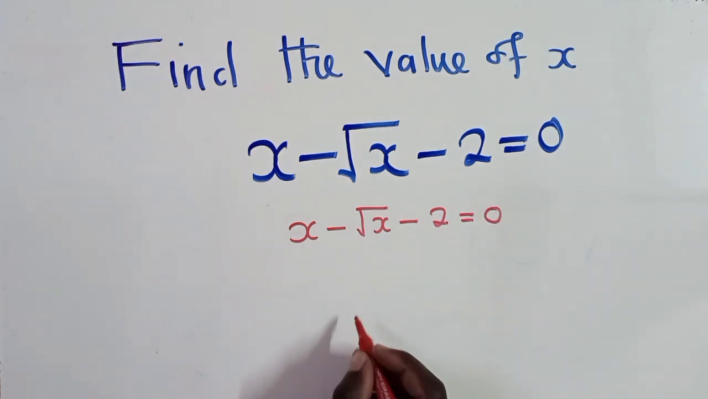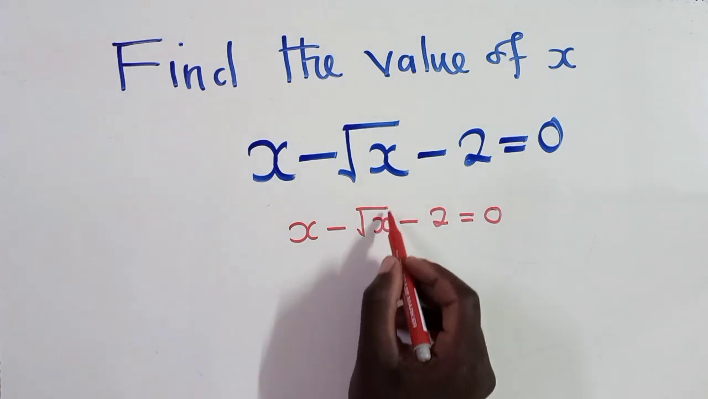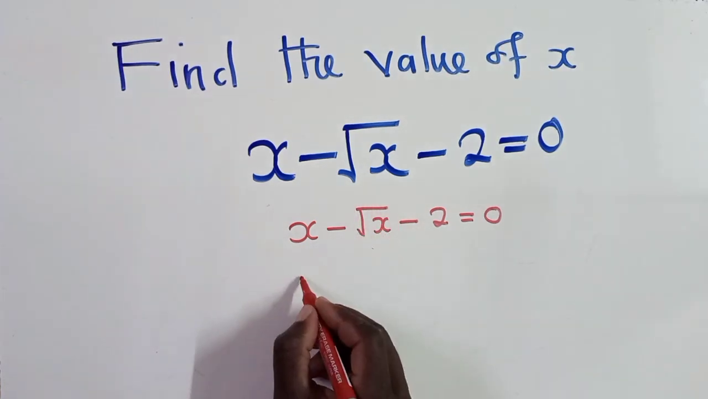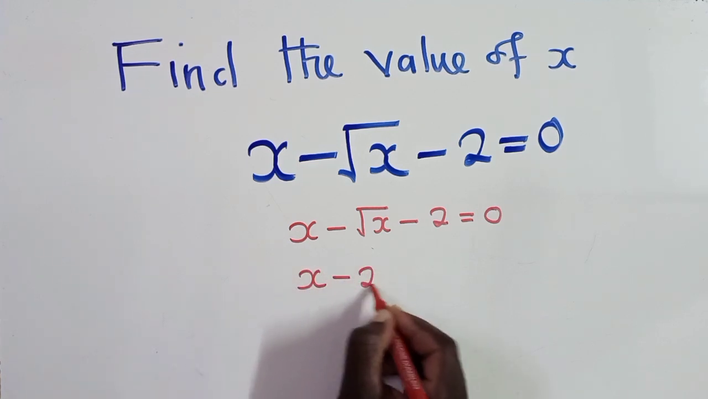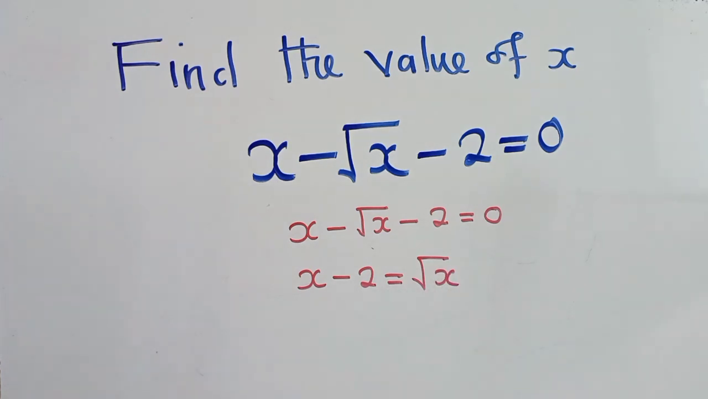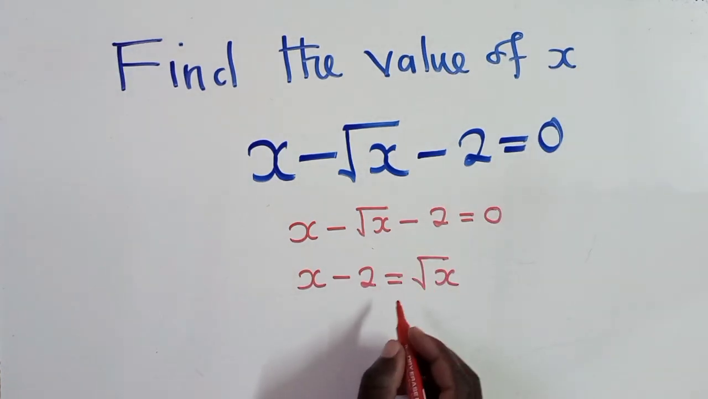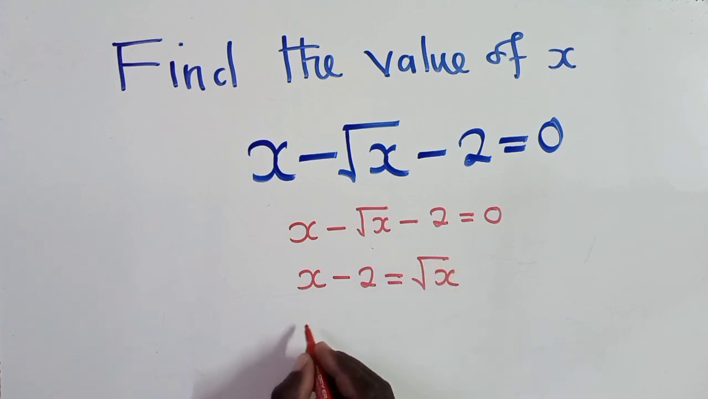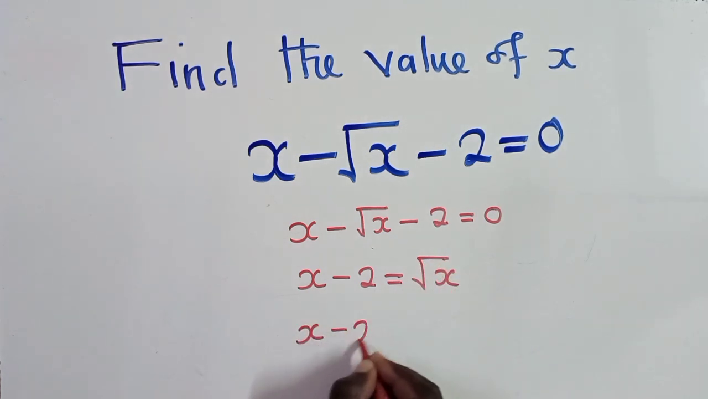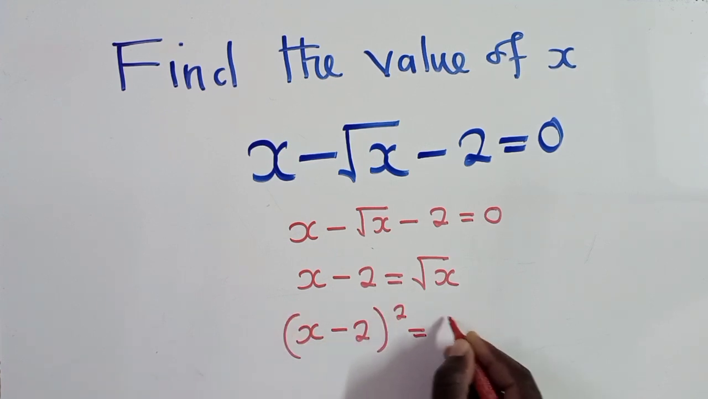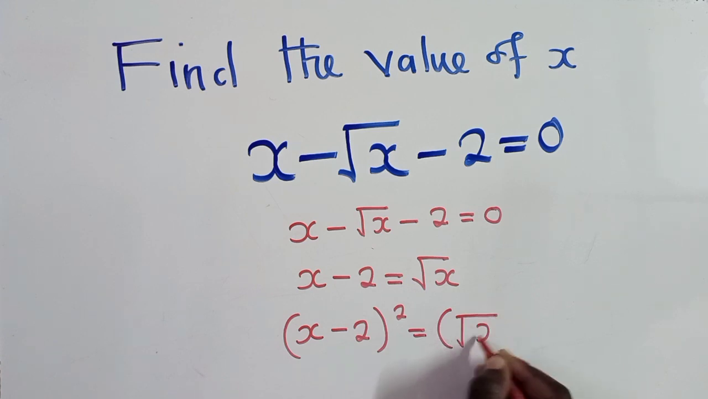The next thing will be to separate the root here. So it will be x minus 2 is equal to root of x, like that. After writing this step, we will make sure that we get rid of the square root. So we shall have x minus 2 to the power 2 is equal to root of x to the power 2.